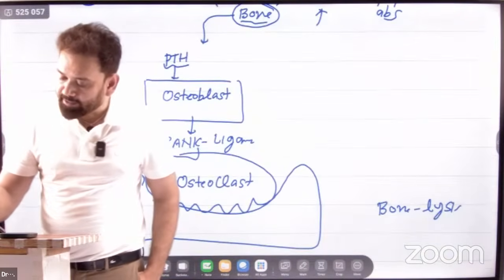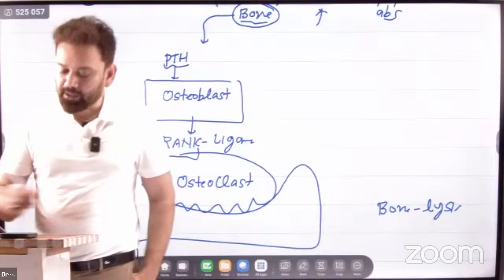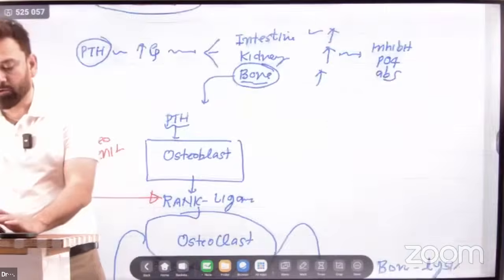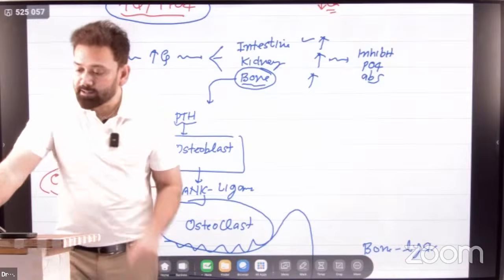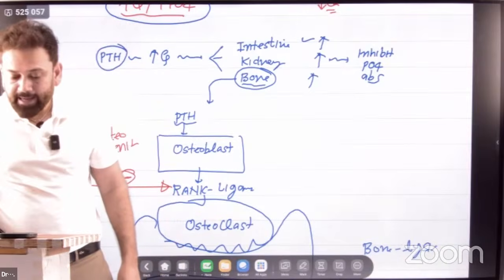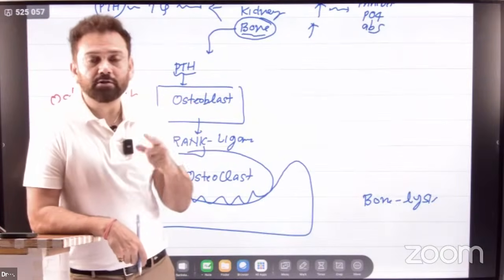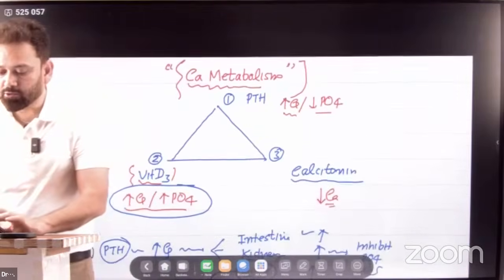So who is preventing this lysis by rank ligand? Answer will be OPG. What is OPG? Osteoprotegerin. So OPG is the good hormone or bad hormone? For bone, it is good or bad? It is good. OPG is inhibiting rank ligand. Rank ligand is activating osteoclast. Osteoclast causes increase in calcium level. Is this clear, doctor? So this is coming again to the same concept.